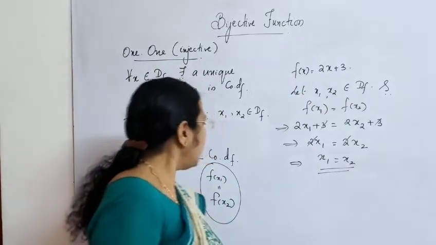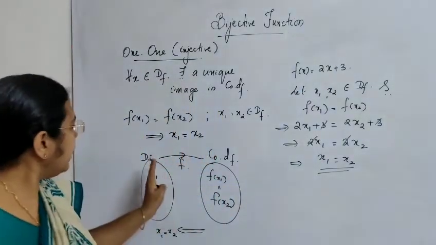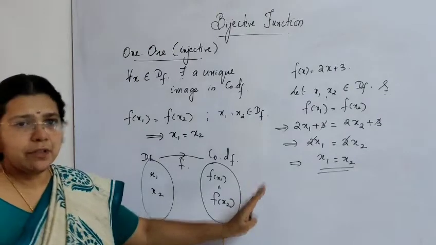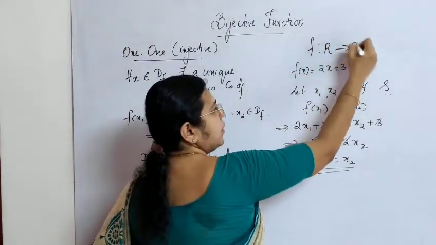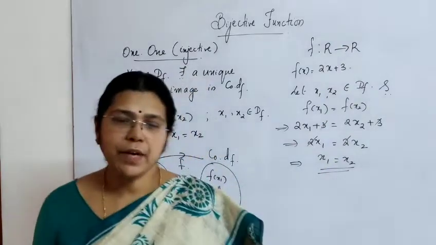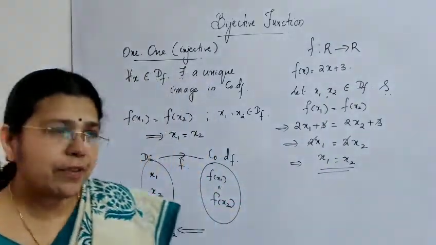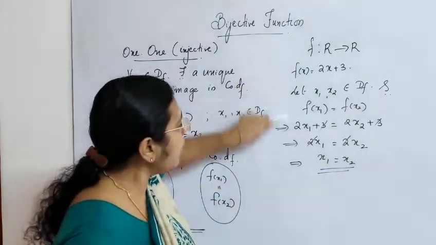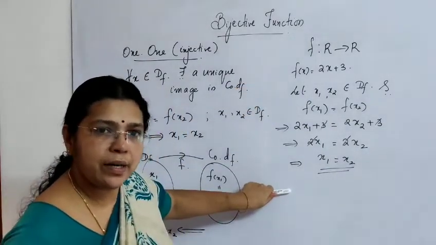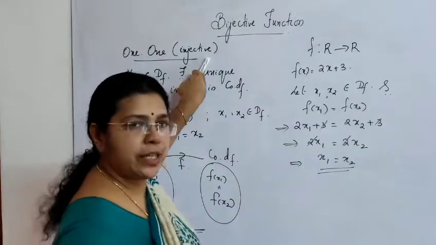Now here I have not defined the sets. I have just taken the domain of the function and the codomain of the function. I can say the function is defined from R to R. Okay, for a function f defined from R to R given by f of x equal to 2x plus 3, this is how I prove that the function is 1-1, or the function is injective.